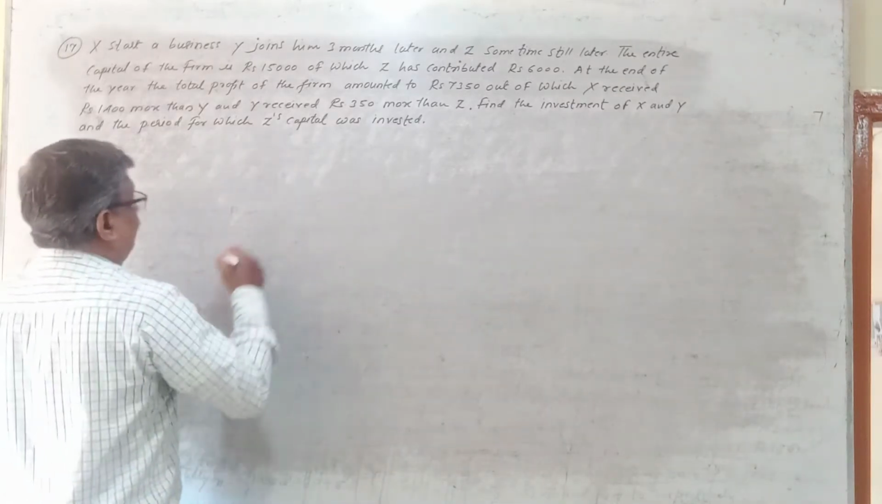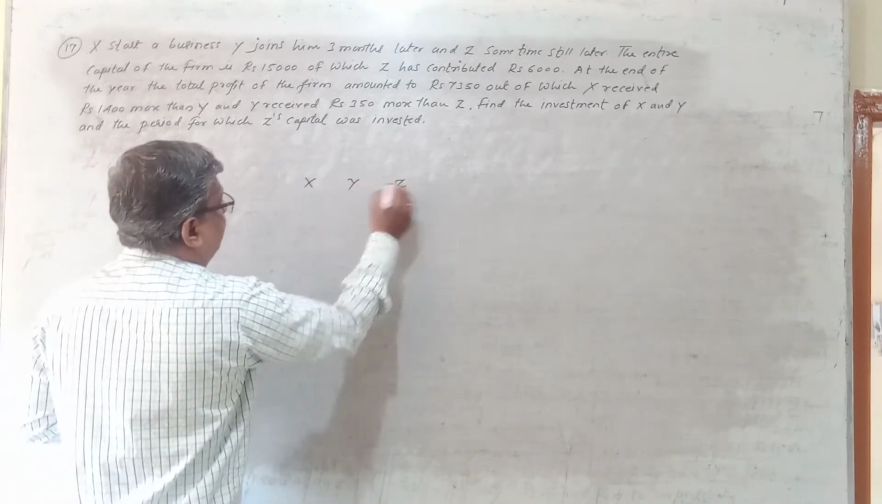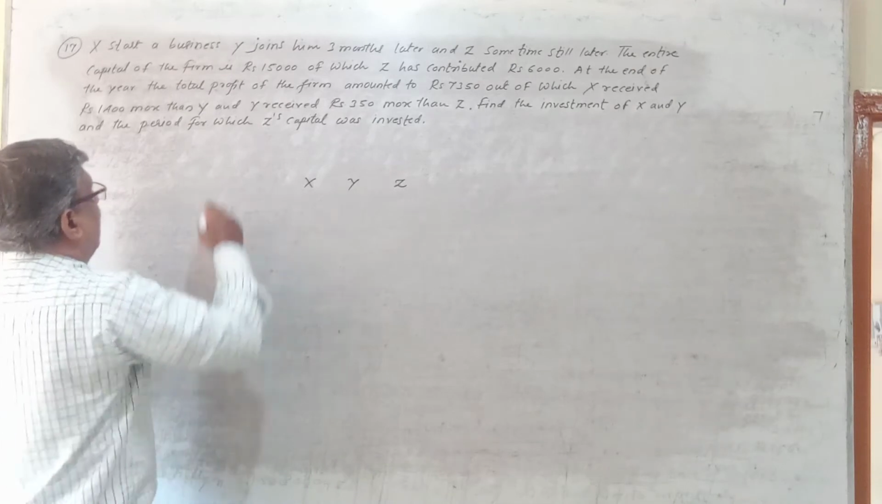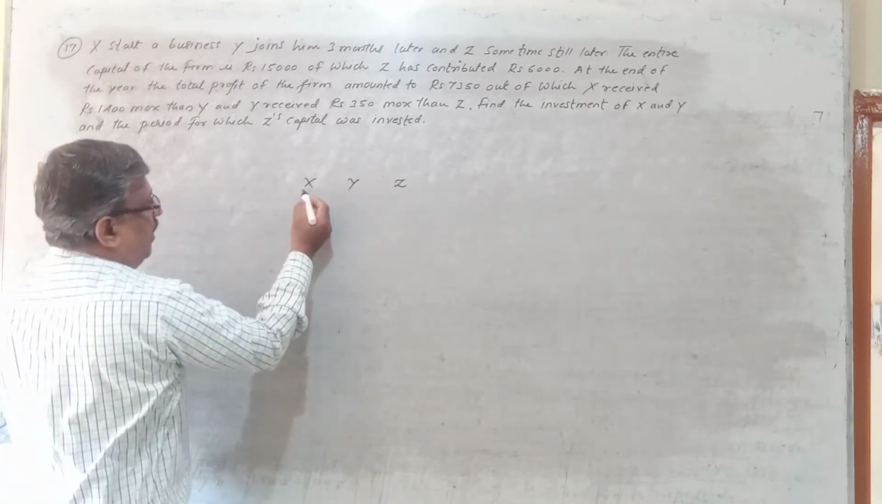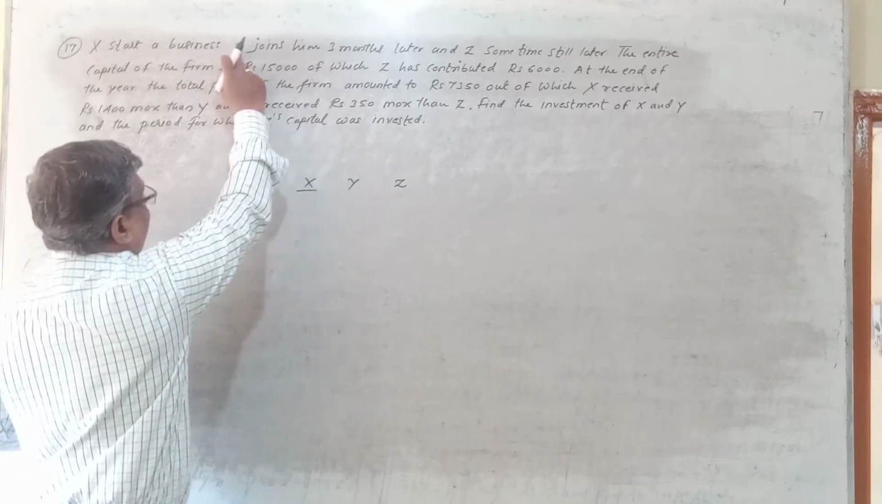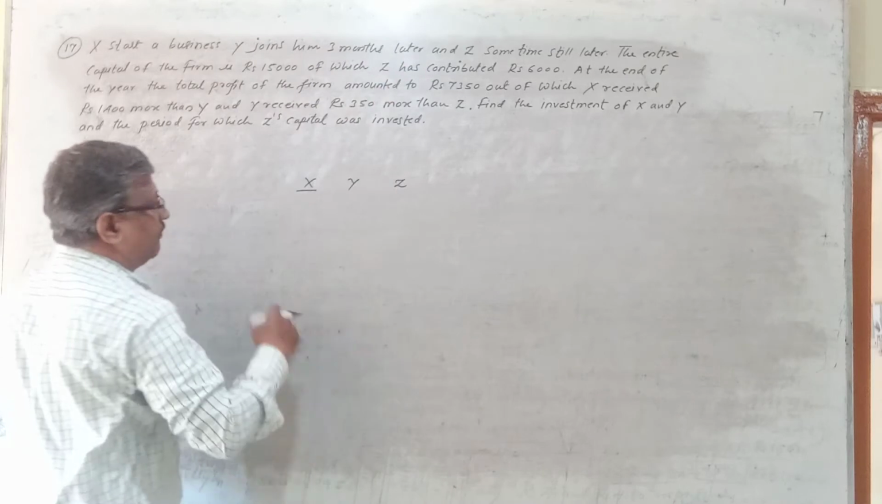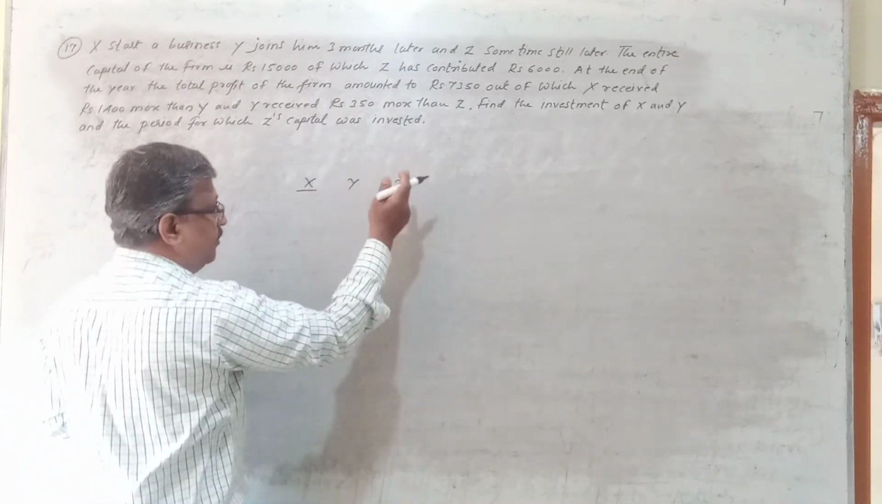So in this problem, how many partners are there? There are 3 partners, X, Y and Z. Who has started the business? X has started the business. And who joins? Y joins him 3 months later. Means after 3 months, Y comes into the business.